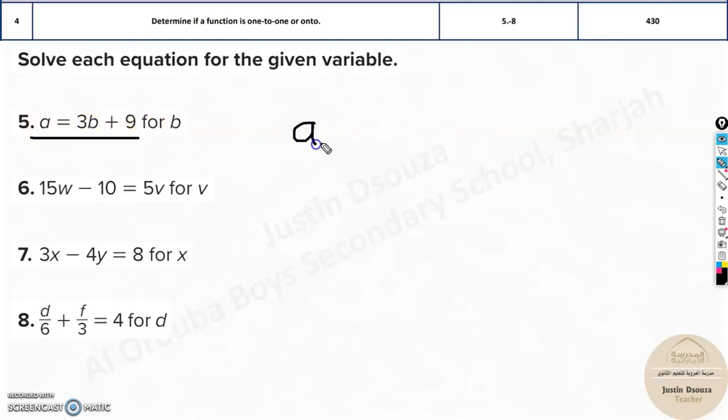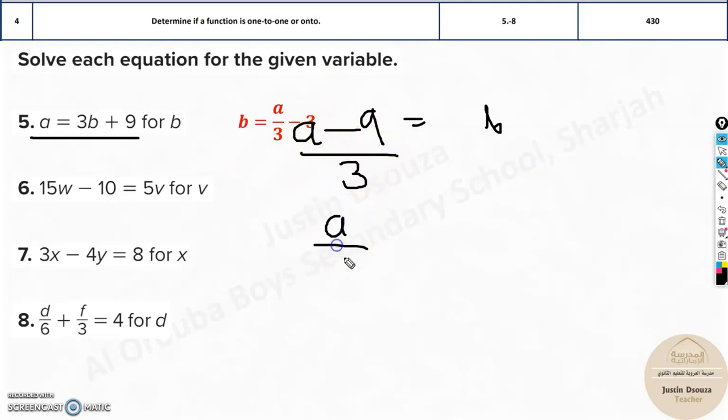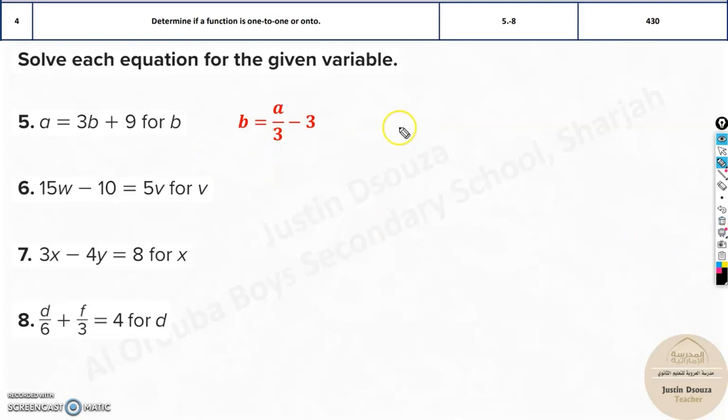Move the 9 to the other side, it becomes A minus 9 equals 3B. Just divide both the sides by 3. This is the answer. B equals A minus 9 divided by 3. Okay, it's simplified. Now you will have options over here, so just look into the appropriate option. If this is not there, then you can simplify: A divided by 3 minus 9 by 3 is 3. That's it. So try to get it in the simplified form.